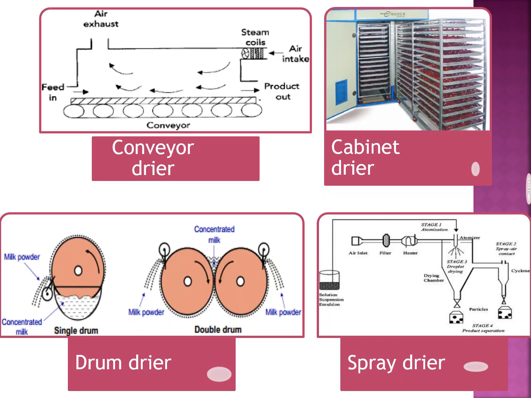This is the conveyor dryer in which the food product is moving on the conveyor belt and the air is exhausting, taking the moisture content with it. Cabinet dryer. Drum dryer, that we mostly use in the dairy industry. Here we can make the milk powder from the milk. Spray dryer. It uses the atomizer to make the minute particles. With this also we can make the spray dry powder.